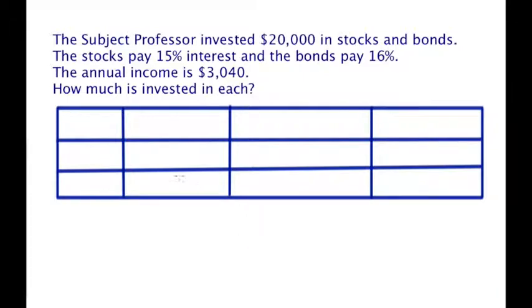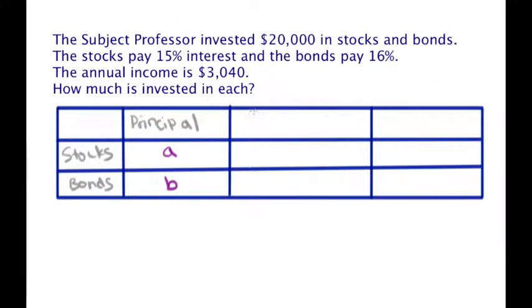So as always, I'm going to put the stuff we have on the left. So we have stocks and we have bonds. The first column would be the principal. So the principal is the amount that's being invested. For the principal, we don't know how much we're investing in stocks and how much we're investing in bonds. So like before, we're just going to assign variables to them. I'm going to use A and B this time.